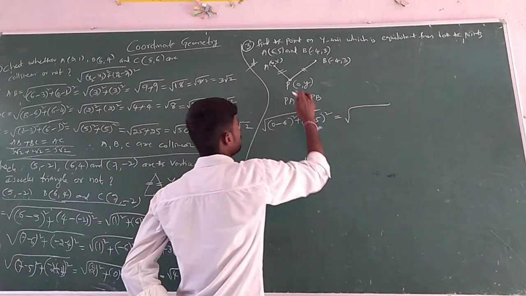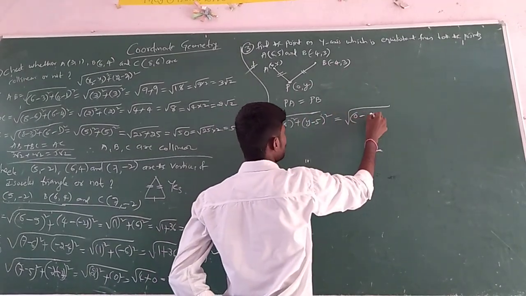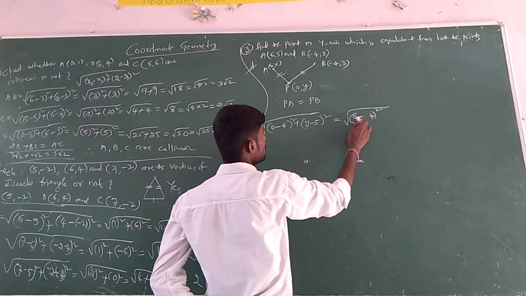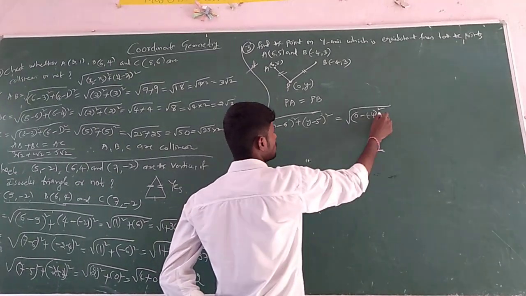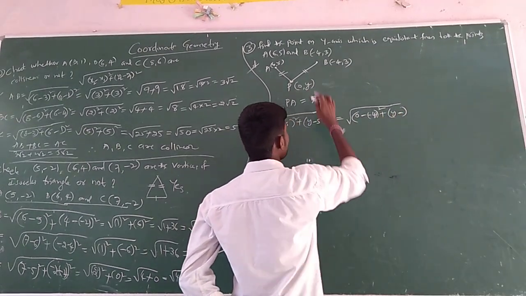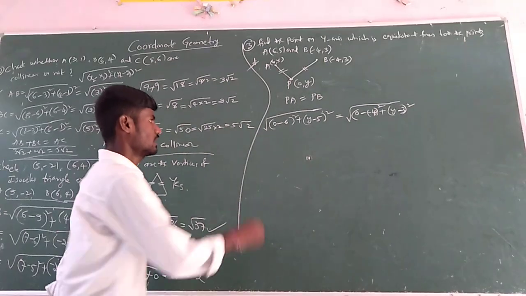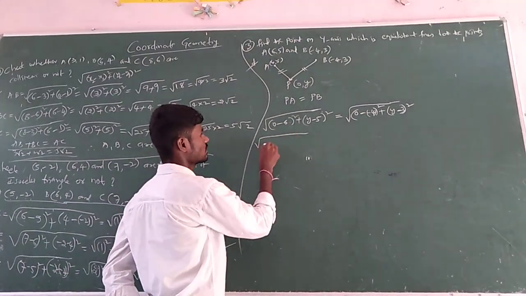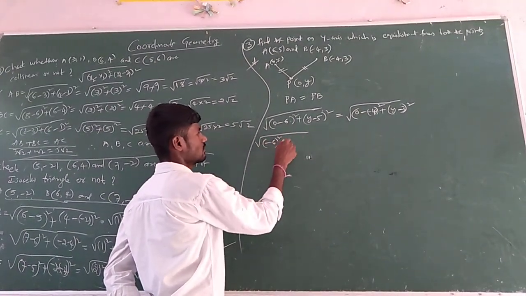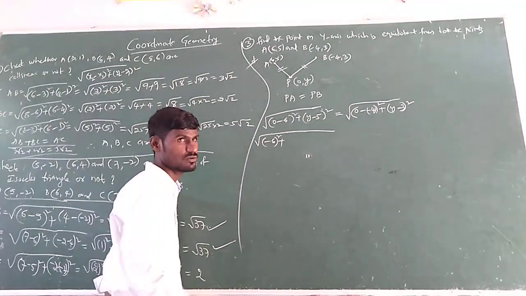Next PB: P, (0 minus (-4)) whole square, but this is minus of minus, don't forget, plus (y minus 3) whole square. Next see here, (0 minus 6) whole square means (-6) whole square. And (y minus 5) whole square is in the form of (a minus b) whole square.